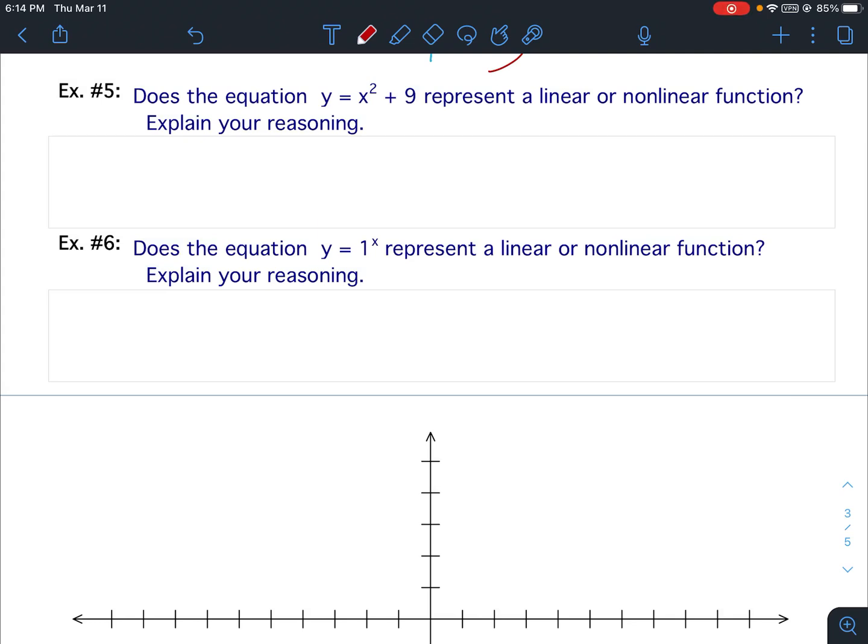Linear and nonlinear functions, lesson 14 notes. Example number 5. Does the equation y equals x squared plus 9 represent a linear or nonlinear function? Is that linear or nonlinear? Explain your reasoning. Well, is it of the form y equals mx plus b, or is there something else in that equation that might make it nonlinear?